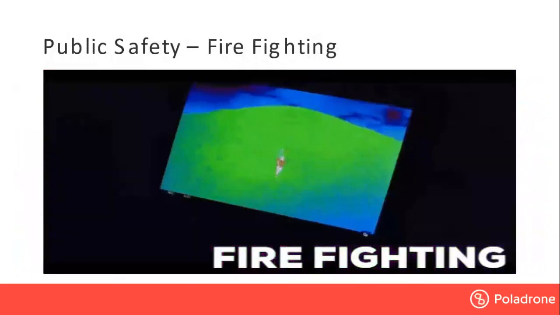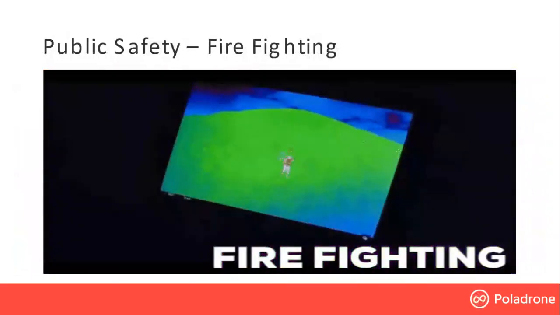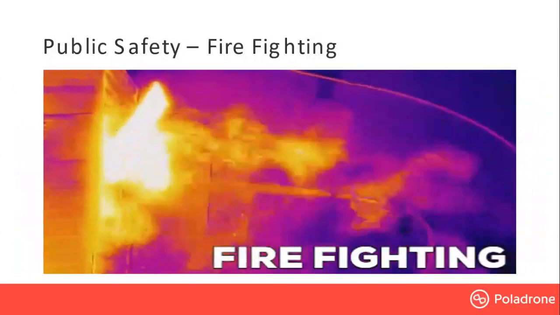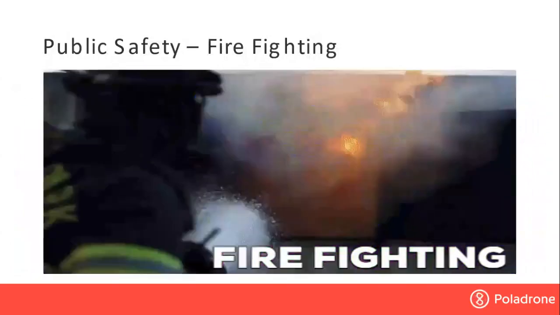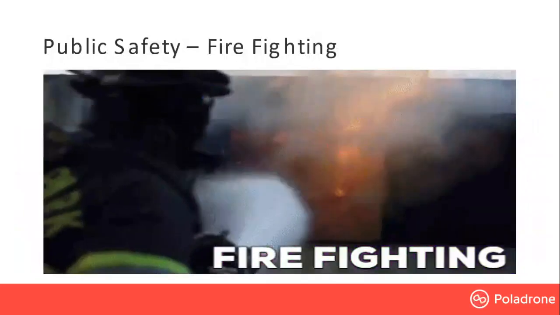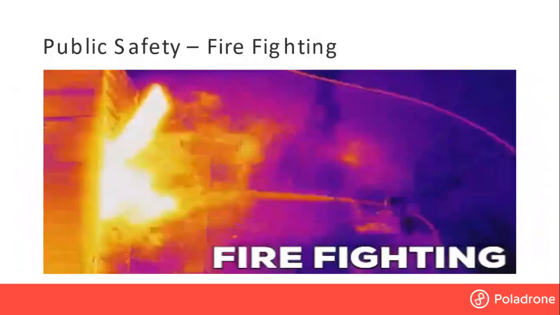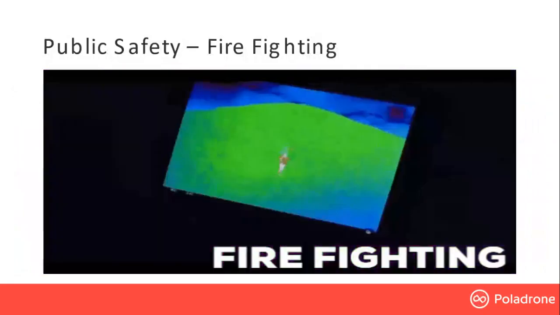And the third one, talking about public safety, will be firefighting. As we showed just now, we can use the thermal imaging to identify the temperature of the fires, and also use it to rescue victims who are trapped in the fire itself.